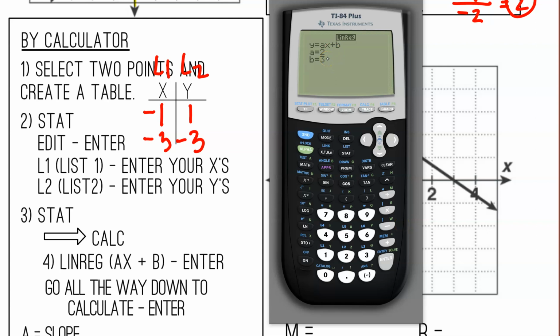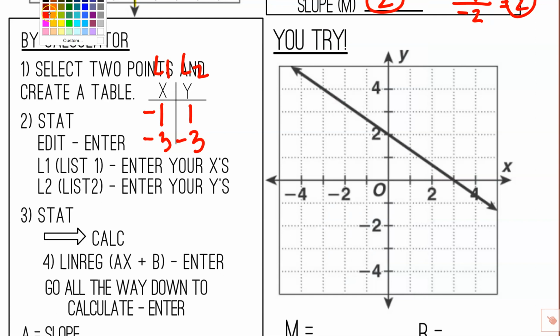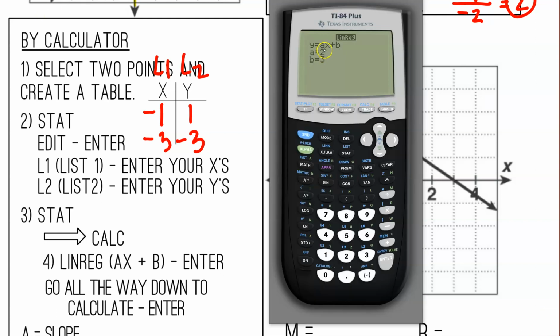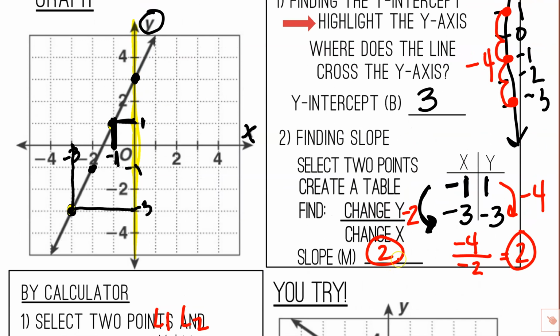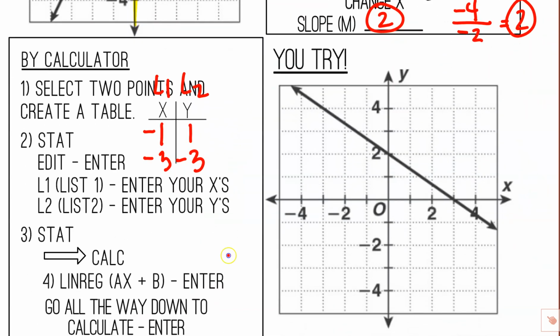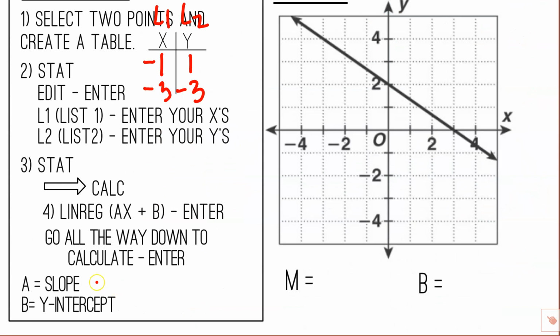Well, let me check my work right here. It says that I got a slope of 2 and a y-intercept of 3. So let's look over here: a slope of 2 and a y-intercept of 3. So yes, I did my work correctly. So my slope is 2 and my y-intercept is 3.